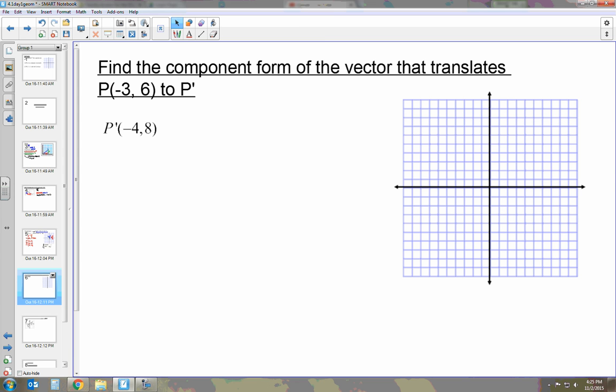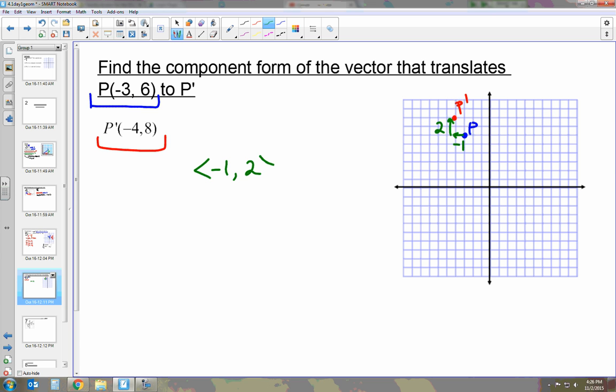So let's graph P first, -3, 6. And now let's graph P prime, which is -4, 8. Now, to get from P to P prime, I go left 1, so it's a -1, and then up 2 units. And remember, component form is horizontal then vertical, so our answer is -1, 2.